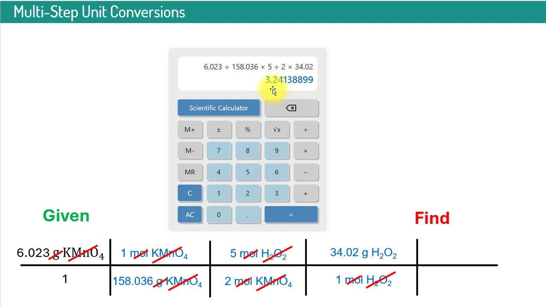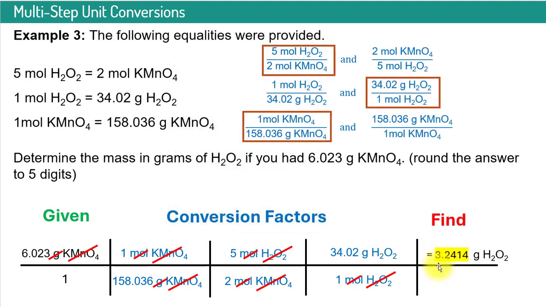The problem requires to round answers to 5 digits. I count 1, 2, 3, 4, 5, 8, and everything beyond will have to be dropped. Since 8 is the first digit to drop and it's more than 5, I will need to round my number up. So instead of 3, in the answer, I'm going to put 4. So the answer is 3.2414 grams. And I record my answer here.